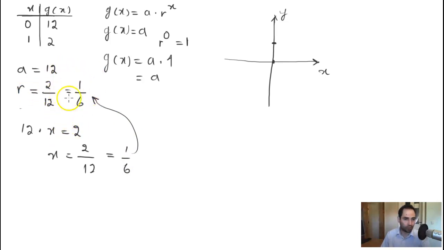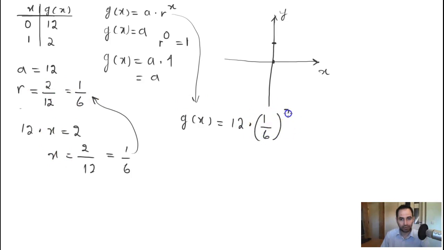So that becomes your r, 1/6, and then you can simply write the equation of this function using this formula here. I can write g of x is equal to a, which is 12, times r, which is 1/6, raised to the x power. And that is the equation of this function. So this was fun.